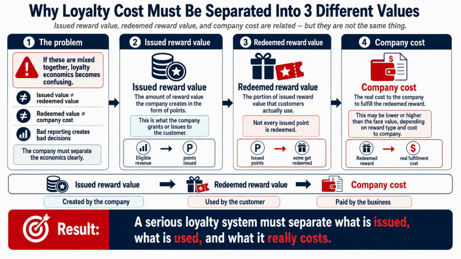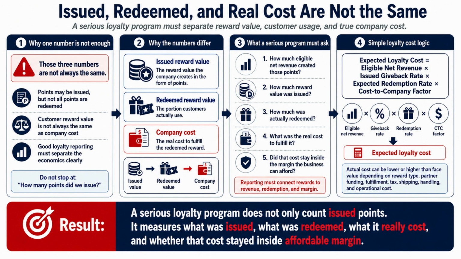But even that is not enough. A company must separate three things. First, issued reward value. This is the amount of reward value the company creates in the form of points. Second, redeemed reward value. This is the portion customers actually use. Third, company cost. This is the real cost to fulfill that reward. Those three numbers are not always the same. A company may issue points, but not all points will be redeemed.